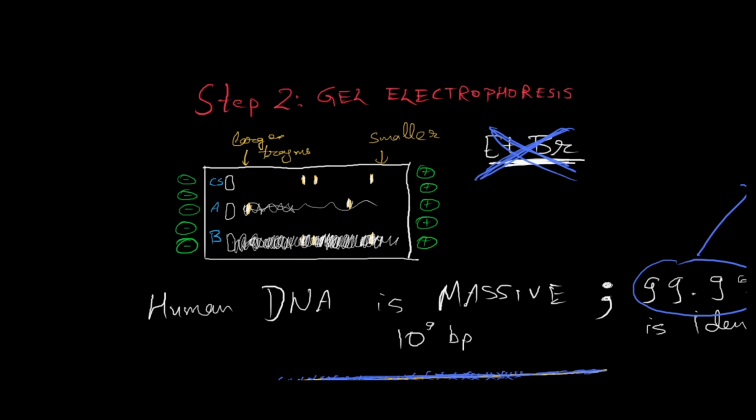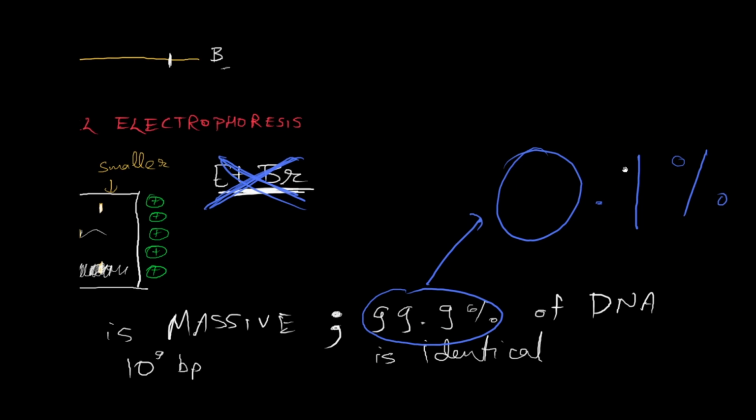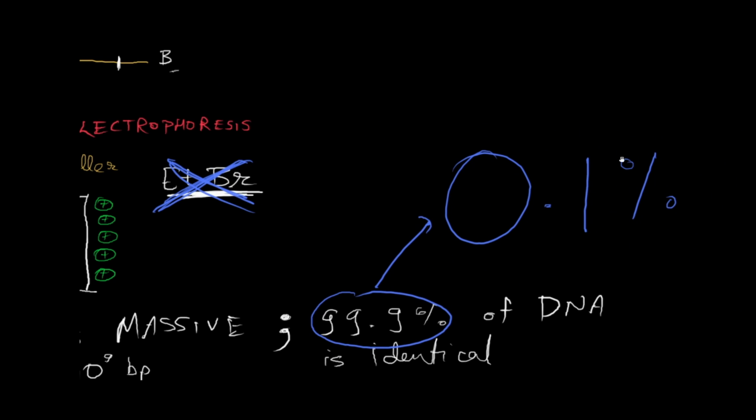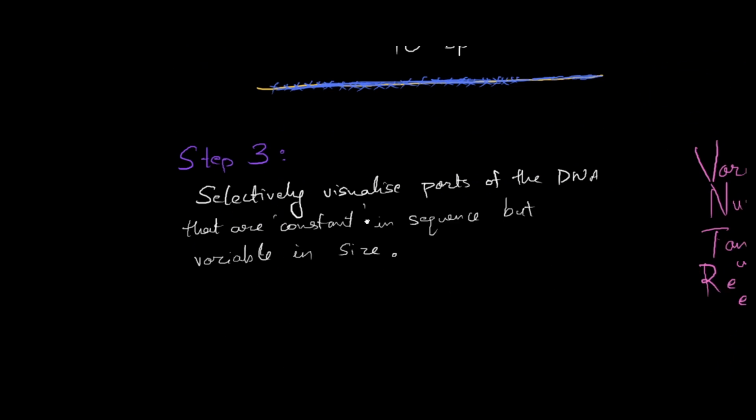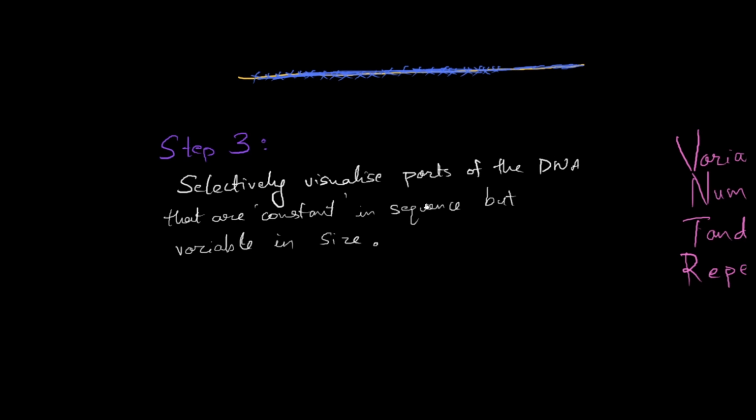What we need to do is be a bit clever in the way we visualize our DNA. We need to find a way to specifically zoom into this place, so that we only visualize some part of this 0.1%. And that's exactly what we do in step 3. Step 3 is a technique, I should write the name. The technique is called Southern blotting.